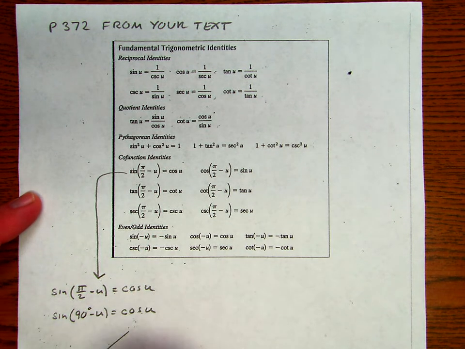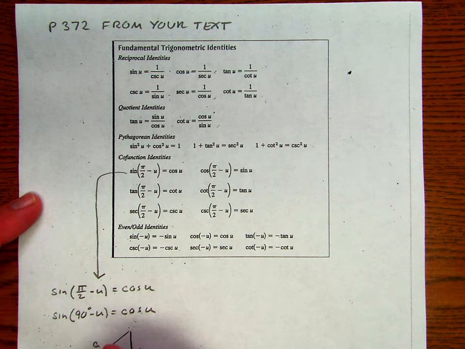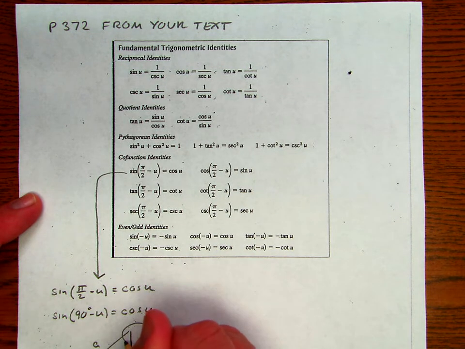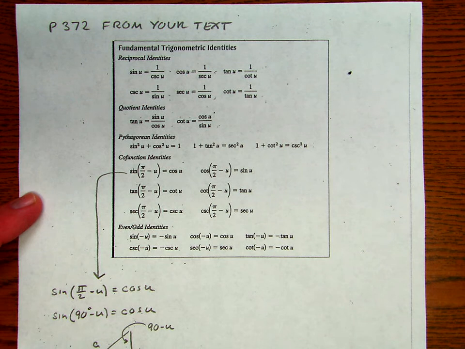To illustrate this, I'm going to sketch a simple right triangle. I'm going to label my three sides. And I'm going to choose one of my two acute angles to be my u. Whichever one is u, the other one has to be 90 minus u, because the two acute angles in any right triangle must add up to 90 degrees.